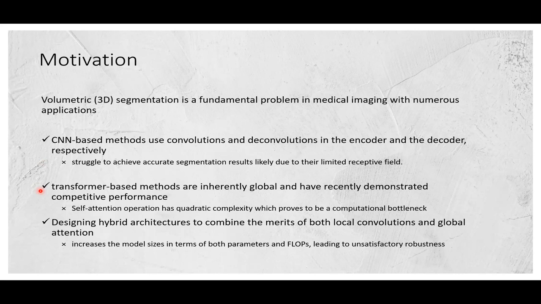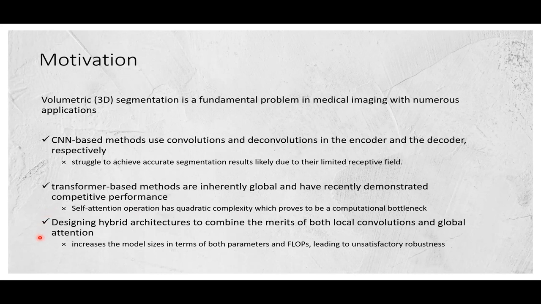On the other hand, we can also use transformer-based methods, which are global and have great performance. But the problem is that, because transformers have a self-attention mechanism in their structure, we have a computational bottleneck, because the self-attention operation has quadratic complexity.